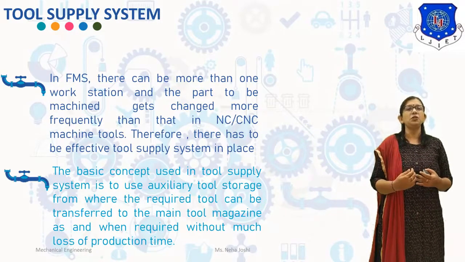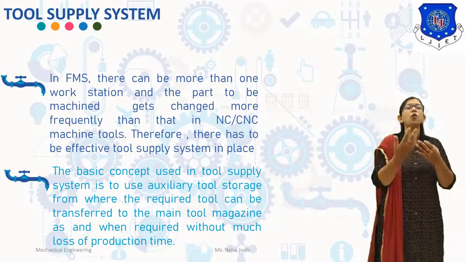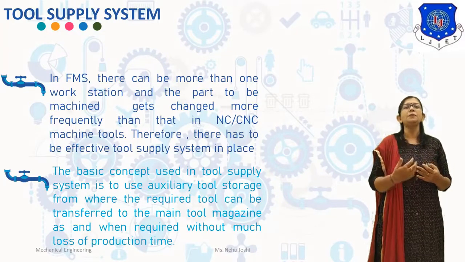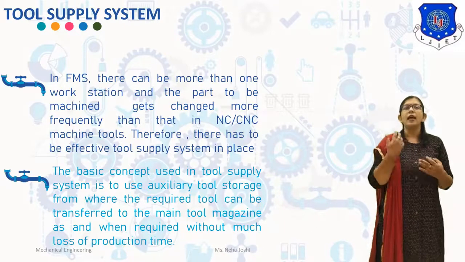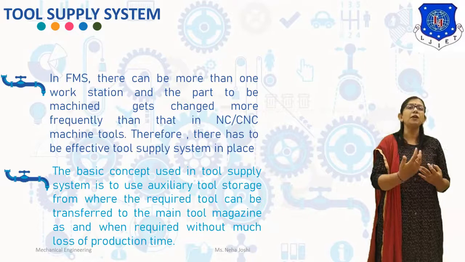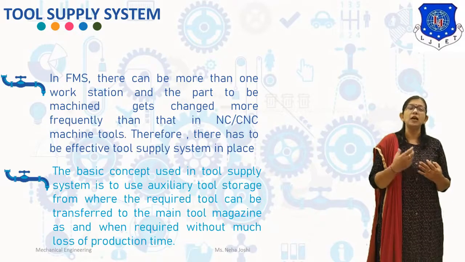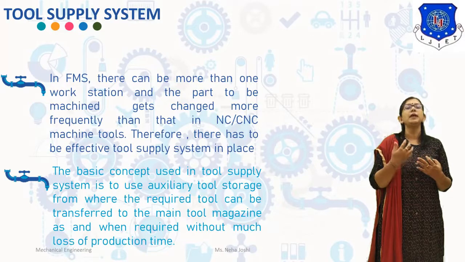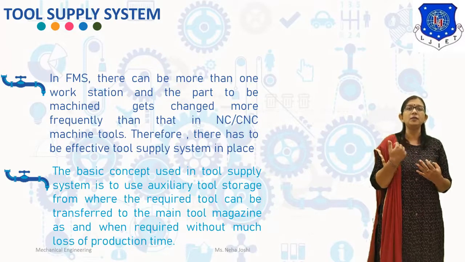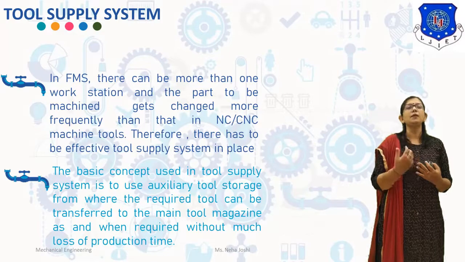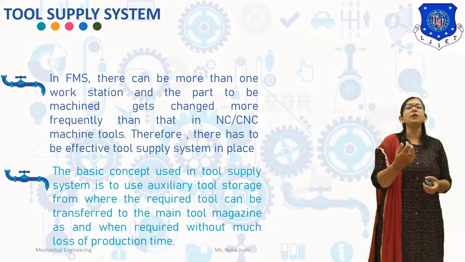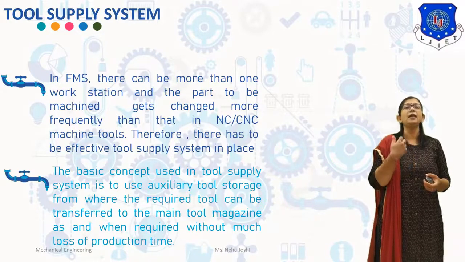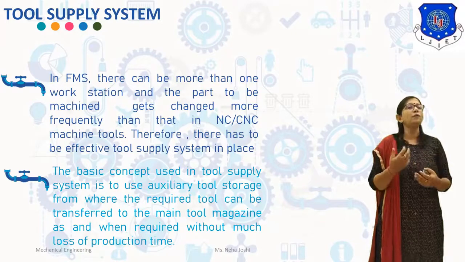In NC-CNC machine tools, the parts or components are not changed frequently, hence the tool replacement from the tool magazine is not a major problem. In flexible manufacturing system, there can be more than one workstation, and the part to be machined gets changed more frequently than in NC-CNC machine tools. Therefore, there has to be an effective tool supply system in a flexible manufacturing system. The basic concept used in tool supply system is to use auxiliary tool storage from where the required tool can be transferred to the main tool magazine as and when required without much loss of production time.